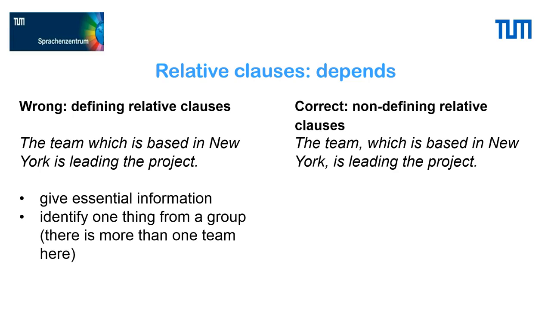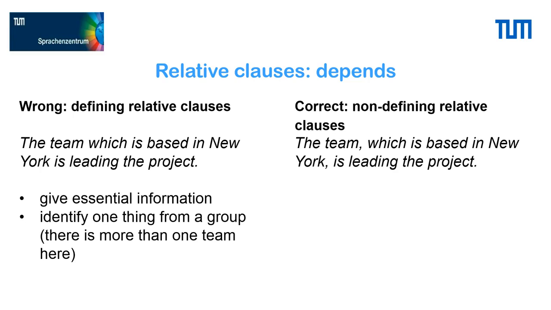So in this case, there is actually more than one team. Let's say there's a team in London, there's a team in Sydney, and there's a team in New York. But it is the team which is based in New York that is leading the project. And if the reader knows that there are three teams, and you just said to them, the team is leading the project, the reader would of course ask, which team? The Sydney team, the London team, or the New York team? So here the relative clause gives us essential information, and that makes it a defining relative clause, and that means we have no comma before the word which.